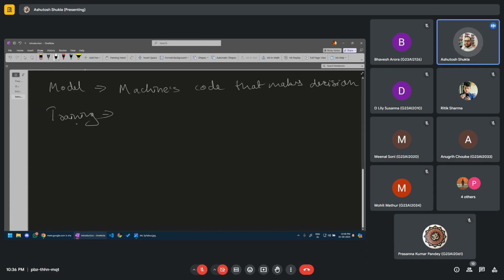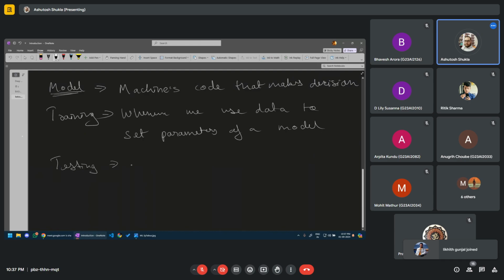These are all technical terms that you will run into throughout the subject. Whenever we use data to set parameters of a model, it is called training. Then after training, there is testing. It's basically just telling how good or bad a model is. It's a metric to tell if the model is good or bad.